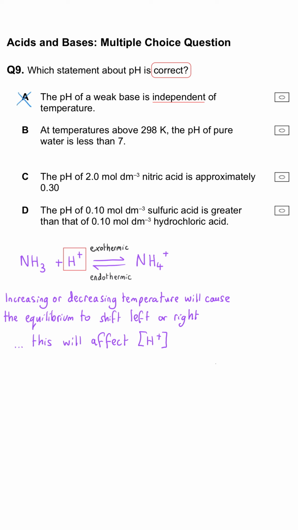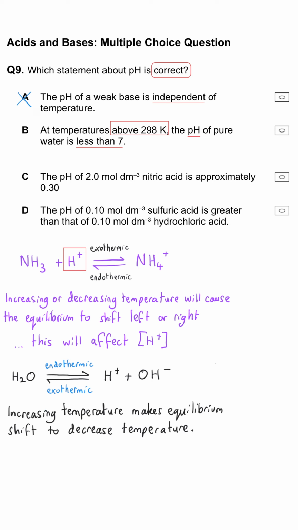At temperatures above 298 Kelvin, the pH of pure water is less than 7. Well, water can dissociate into H+ and OH- ions, and like all dissociations, this is going to be endothermic, and therefore the reverse reaction will be exothermic. According to Le Chatelier's principle, if we increase the temperature, the equilibrium will shift in order to decrease that temperature. And so the equilibrium is going to shift in the endothermic direction, which is to the right. Therefore, increasing the temperature is shifting the equilibrium to the right.